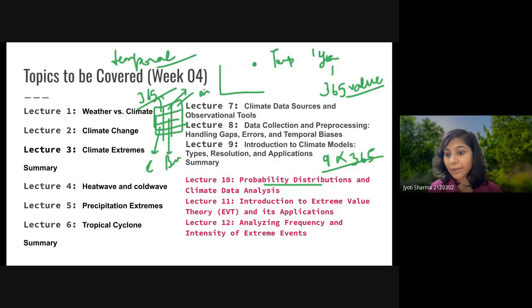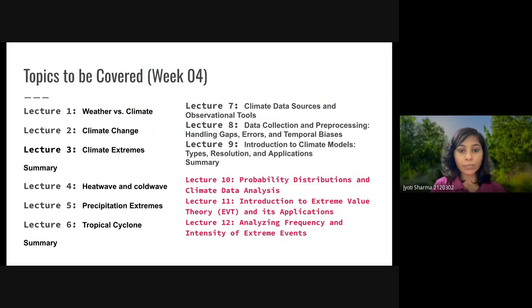Ma'am, extreme climatic places, explain. What kind of places are you talking about, Geeta? I didn't understand. At any place it can happen actually. So for example, I'm giving you one example. Let's say Rajasthan. Okay, I understand what you want to ask. So climate extremes can happen anywhere over India.